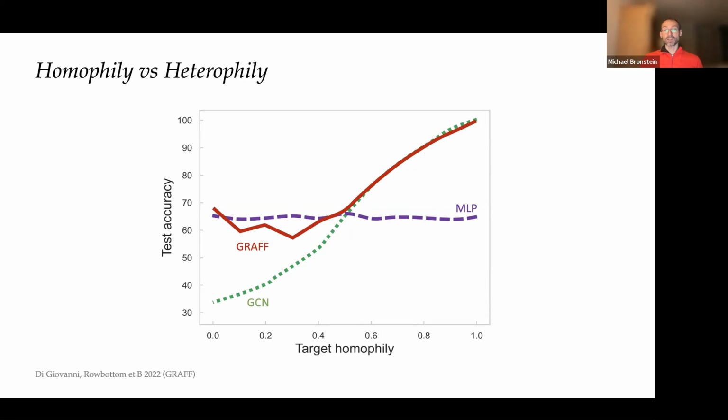And of course, you can see that it doesn't depend on the homophily in the data set, but it doesn't take advantage of the graph structure in the high homophily cases. So it outperforms GCN in the regime of low homophily, but it underperforms GCN in the regime of high homophily. Graph, you can see, takes advantage of both worlds.